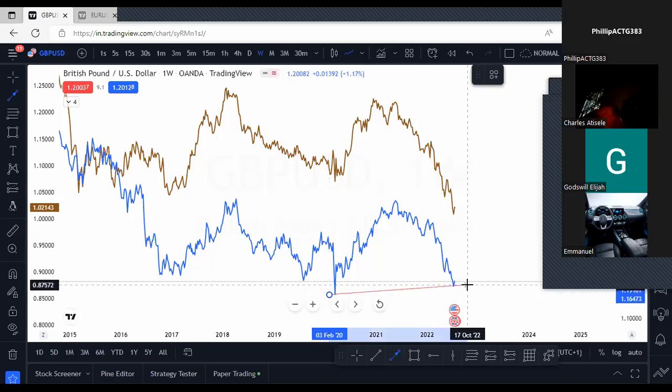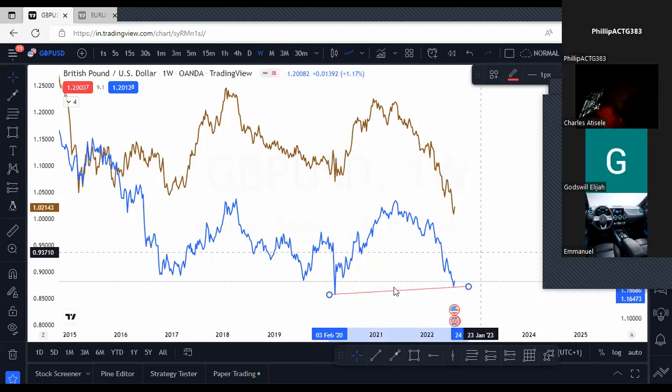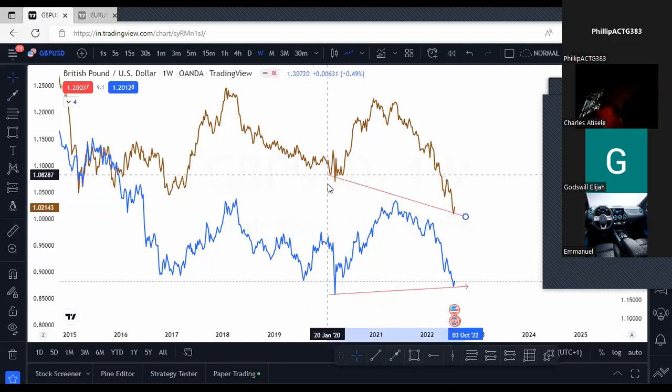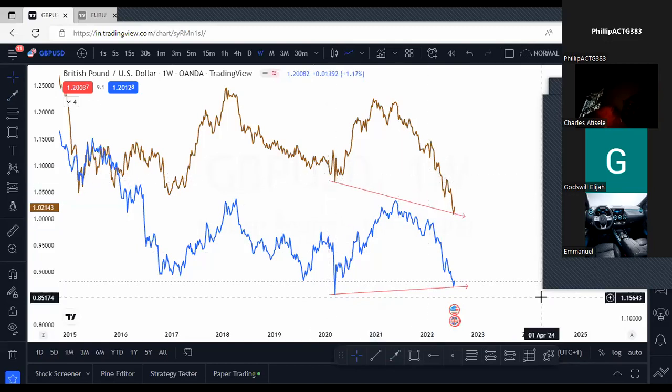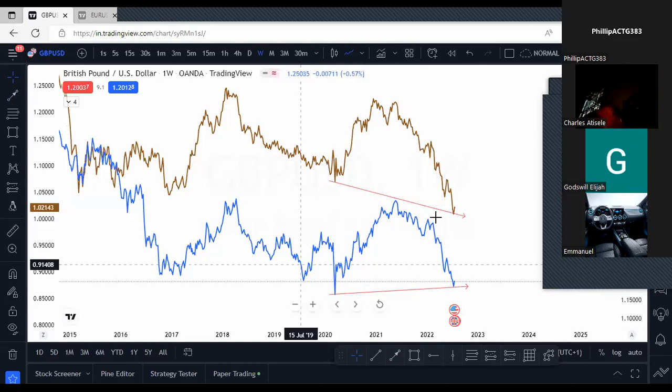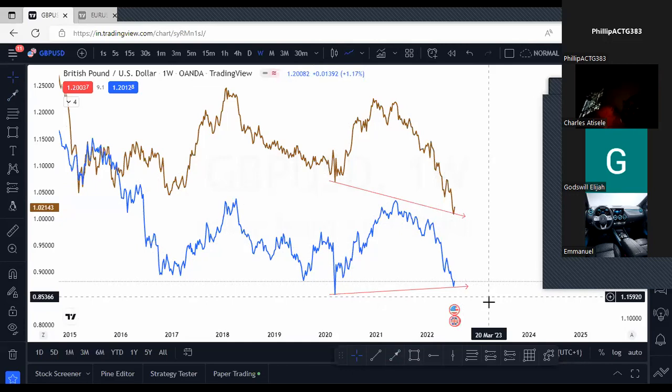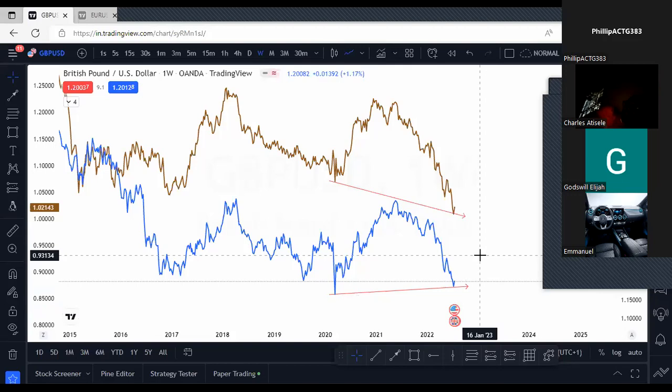What can we see? Well, this is not a trade idea, but we are educating ourselves. What can you see? What is this? GU is failing to create a lower low. What does that mean? Is that a sign of strength or a sign of weakness?